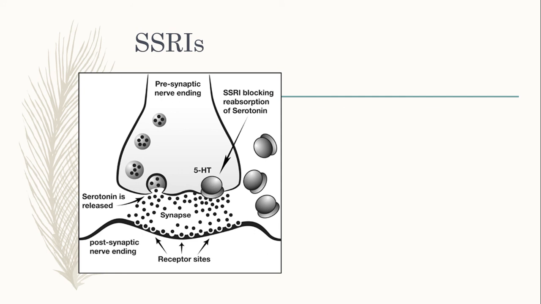So let's go through the step-by-step process. You would take an SSRI and it blocks the reuptake of serotonin. It blocks the transporters, therefore the serotonin cannot be reabsorbed. Therefore there's more serotonin in the synaptic cleft, which is more likely to bind to the receptors on the postsynaptic neuron and therefore have the desired effect on the postsynaptic neuron.